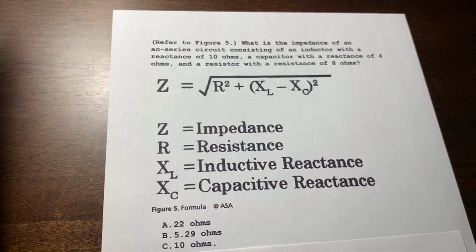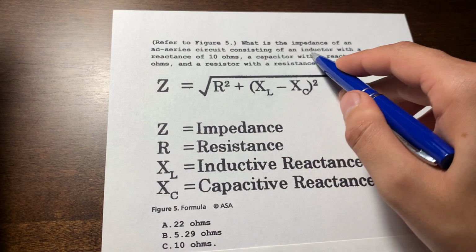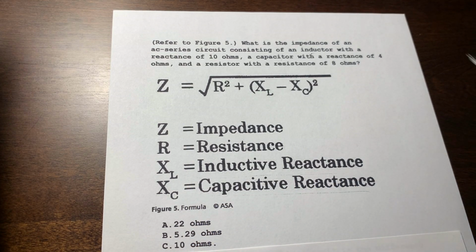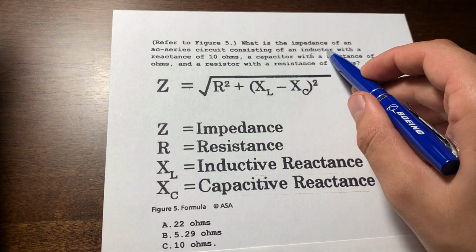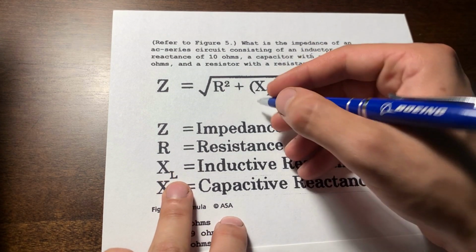What is the impedance of an AC circuit consisting of an inductor with a reactance of 10 ohms, a capacitor with a reactance of 4 ohms, and a resistor with a resistance of 8 ohms? So we have a capacitive reactance and an inductive reactance. Our inductive reactance is 10 ohms, so XL would be 10 ohms.